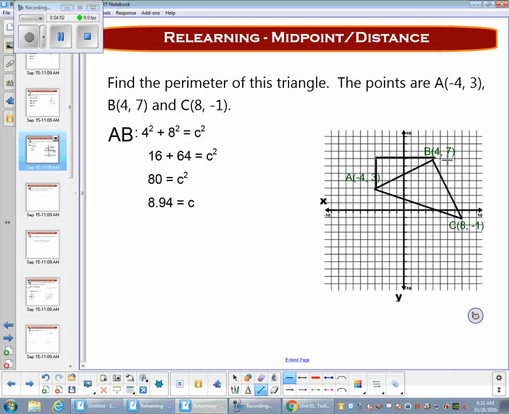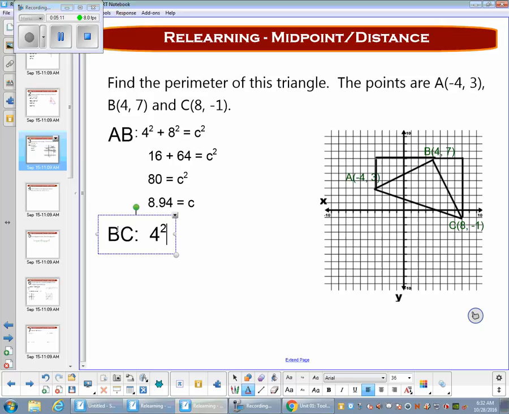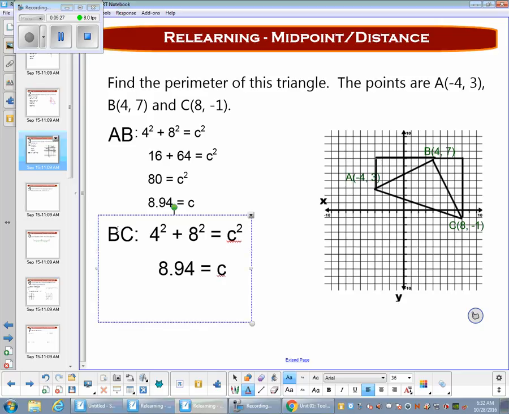To go from B to C, I go over 4 and down 8 because I'm going from 7 to negative 1. And so one thing that's nice about that, to go from B to C, I would do 4 squared plus 8 squared equals c squared. But our previous problem did that same thing, so let's not repeat our work. We can just write 8.94 equals c. Now finally we just have AC to accomplish.